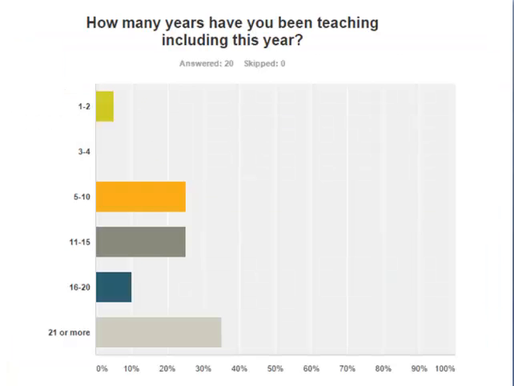My first question just focused on a demographic question, which was how many years have you been teaching, including this year? Most teachers have been teaching 21 years or longer, with the second place spot tied for 5 to 10 years and 11 to 15 years.